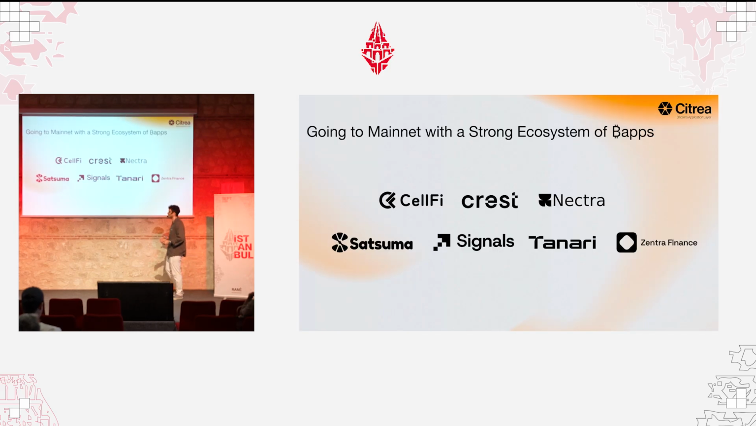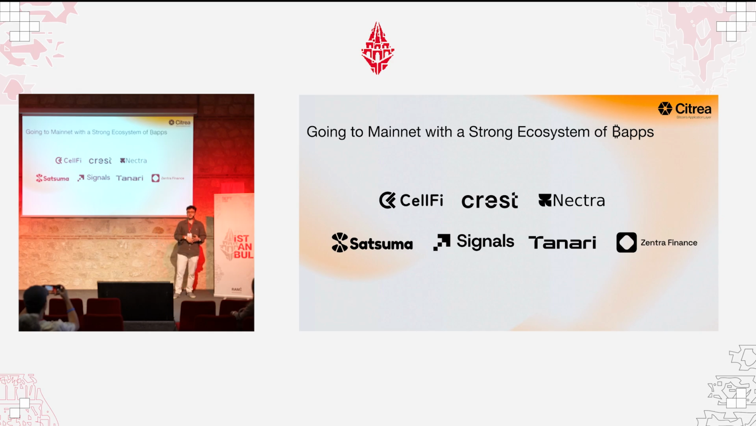We're right now in testnet. We are pushing really hard to go to mainnet. I want to talk about a few of our existing applications that you can go ahead and use on testnet today. We have Selfie. It's an SMS-based DeFi platform. It's really interesting. We have Crest. Crest is a really easy-to-use OTC trading platform. We have Nectra. It's Bitcoin-backed stable coins.